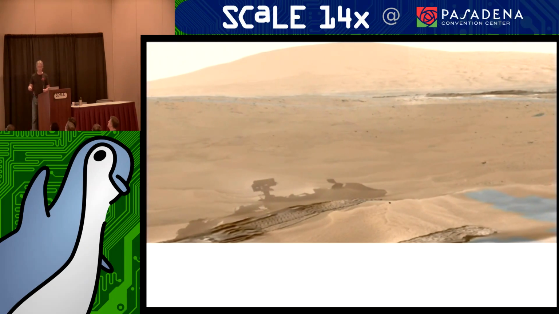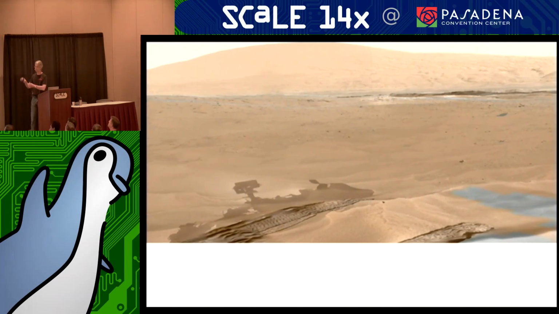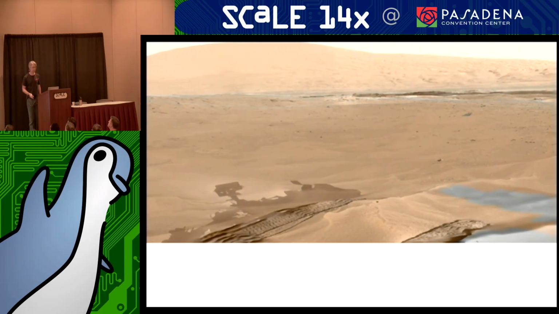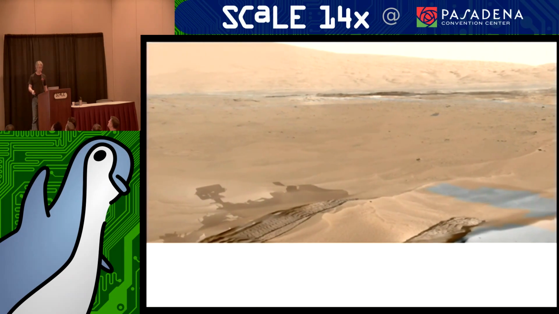So this is where we want to get. We want to take the stereo images and make a scene that looks like this. But before we do that, let's back up a step.